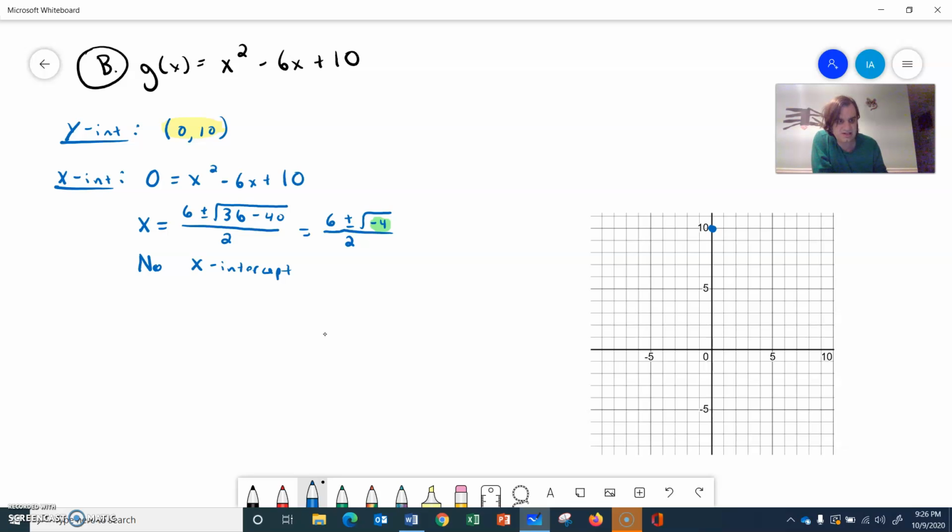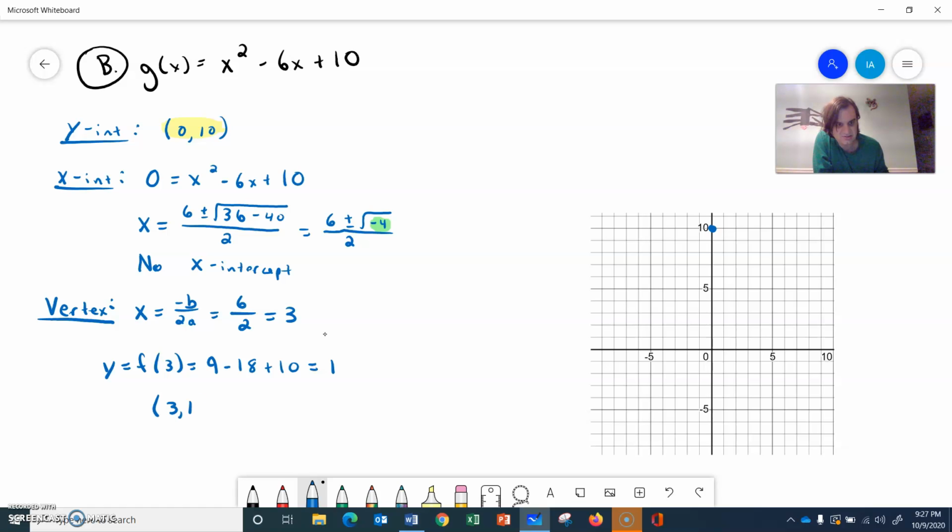Okay, so one point right now, let's go for the vertex. So that's X equals negative b over 2a. So negative b, that'll be 6, all over 2a, that'll be 2. So the X coordinate is 3. The Y coordinate is f of 3. So that'll be 9 minus 18 plus 10. So it's like 19 minus 18. That'll be 1. So the coordinate is 3, 1. Let's go plot that. 3, 1.